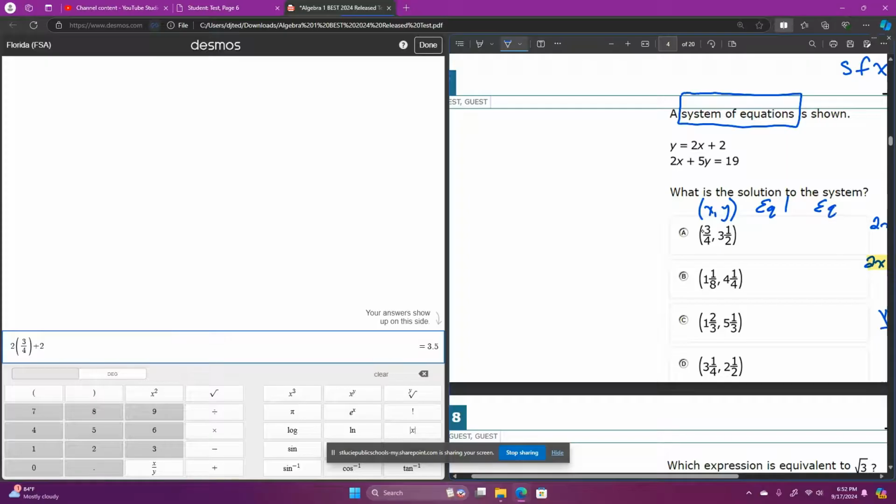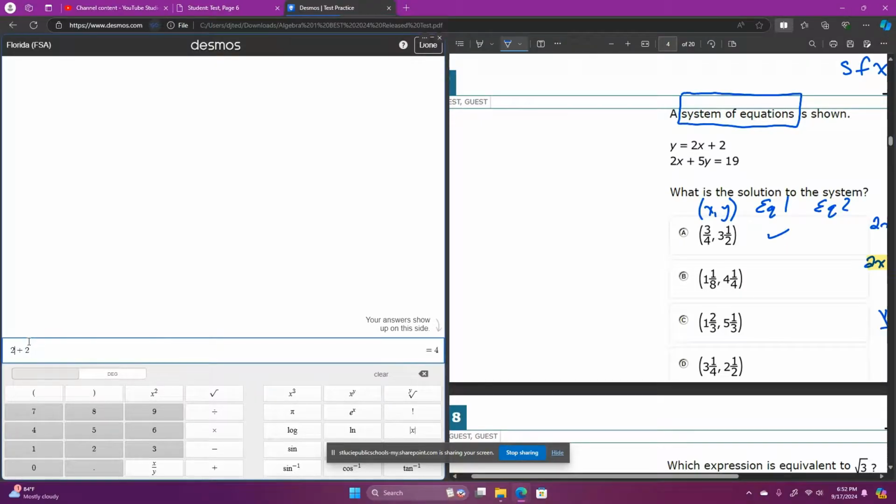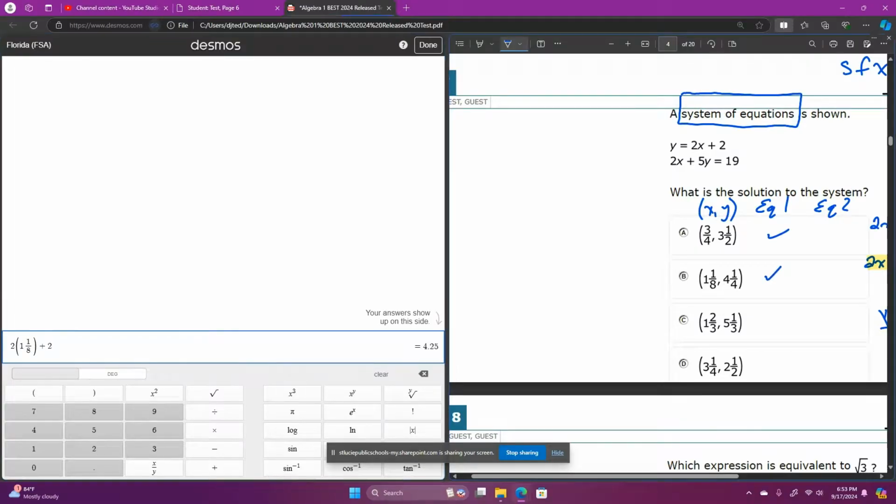Equation 1, equation 2. This one works here. And if I try the next one, 1 1/8 for x, I get 4.25 for y. 4.25 does equal 4 1/4. So y equals 2x plus 2. This also works for equation number 1, for answer choice B. Equation 1 works for both answer choice A and B.